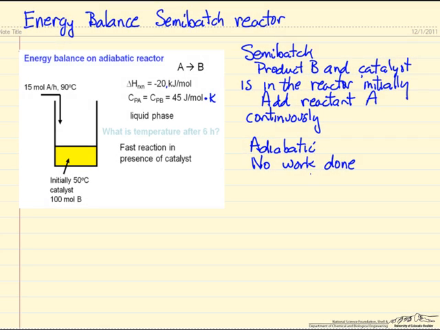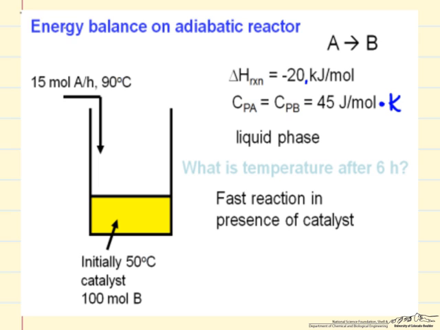We're going to apply the first law of the energy balance to an adiabatic reactor. And this is a semi-batch reactor because we start out with some product in the reactor, and we continuously add a reactant. We're given the heat of reaction and heat capacities. The heat capacities are constant and independent of temperature, so is the heat of reaction. It's liquid phase, and our question is, after 6 hours, what's the temperature in the reactor?